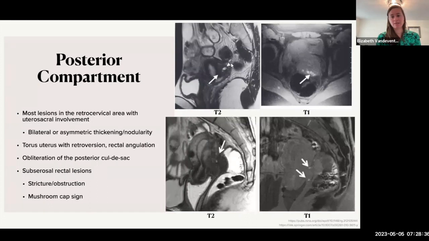This right here is a T2 weighted image of a retrocervical lesion. You can see the rectum here is separate. There's a little bit of a fat plane that's preserved, but again, we see that there's a cellular deposit here. And this is another example of a retrocervical lesion, and this one abuts the rectum. And again, we can see that it's cellular, it's active.